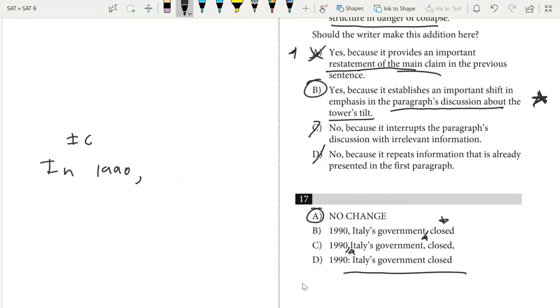And then if we look at "in 1990, Italy's government closed," well then we'd have that semicolon, remember, back up top, where we have semicolon "in 1990." We can't have a semicolon, "in 1990," and then a colon, right? That'd be completely grammatically incorrect. So we can go ahead and see why all those are wrong and A is correct.